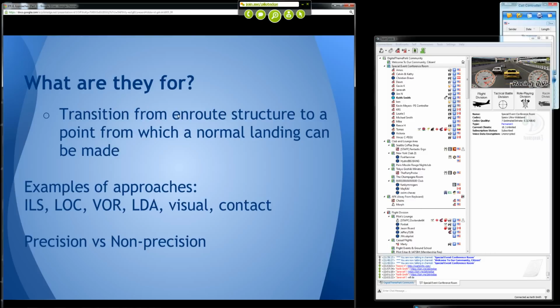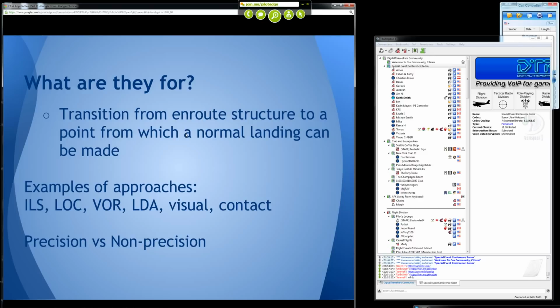is to transition from the en route structure, which is the airways, to a point from which you can execute a normal landing. That doesn't necessarily mean that you'll be lined up. This is what I was actually trying to get at before I misspoke. You won't necessarily be lined up perfectly with a runway and down at 200 feet.